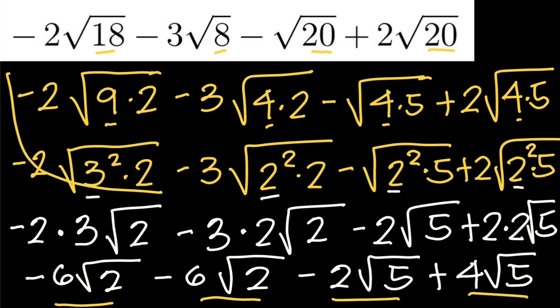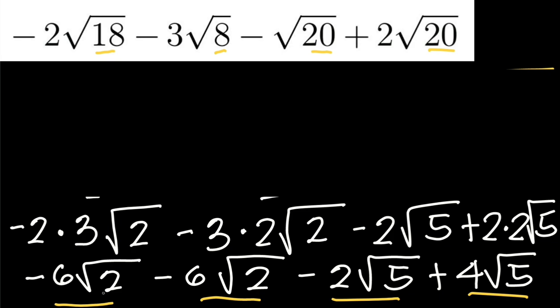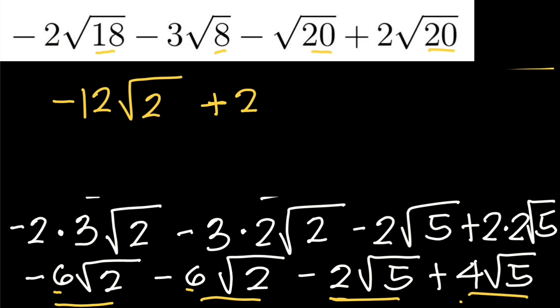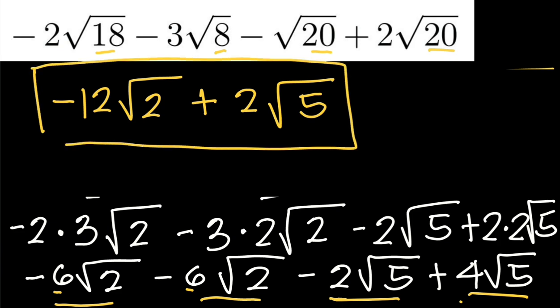So let's simplify that. Negative 6 square root of 2 minus 6 square root of 2. We just have to add or subtract the coefficients, or the numbers outside the radical. So negative 6 minus 6 is negative 12. Then copy the radical, which is square root of 2. Then for this one, negative 2 plus 4 is positive 2, because 4 is larger than 2. So 2 square root of 5. Then this is our final answer.